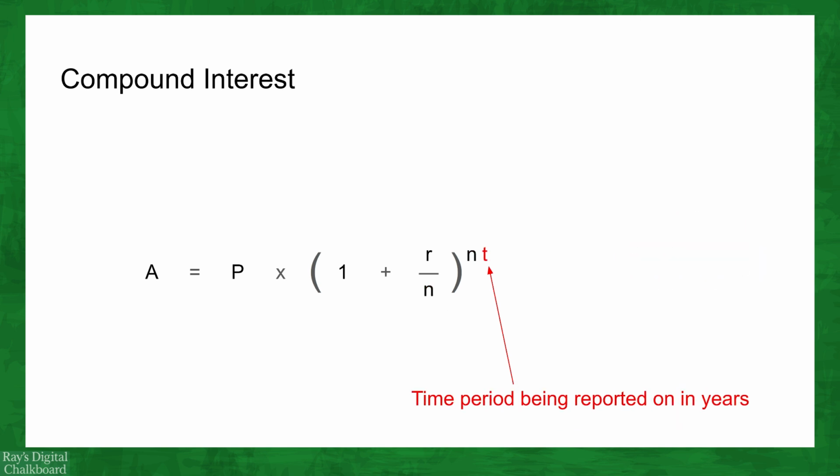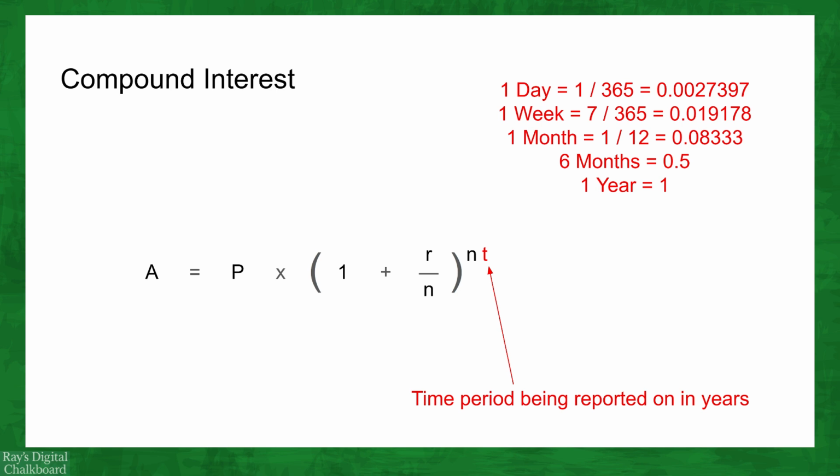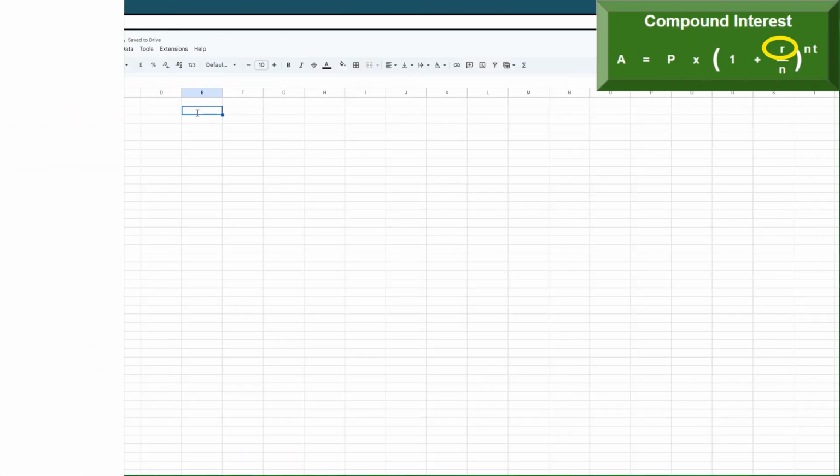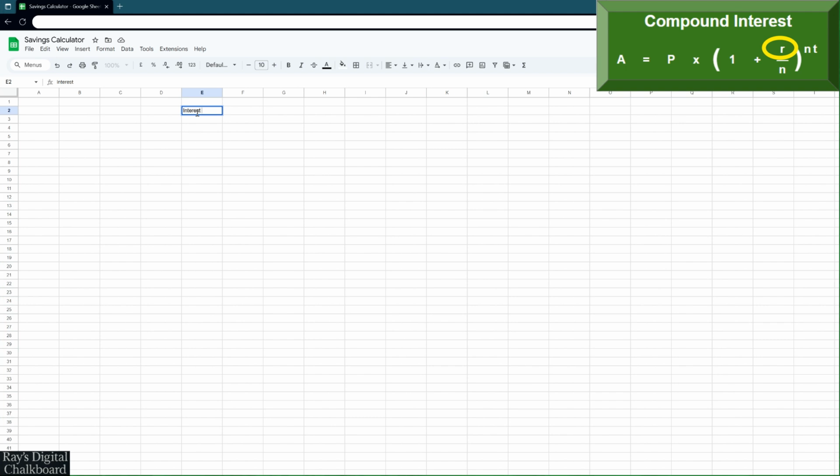And then we'll look at the time period being reported on in years. So if we were looking at a whole year's worth of savings at once, then we would just use 1 for the T. If we were looking at 6 months, we'd use 0.5. In this particular calculator, we're going to look at monthly reporting. So we would use 1 over 12 or 0.08333. So let's add the interest rate into our spreadsheet.